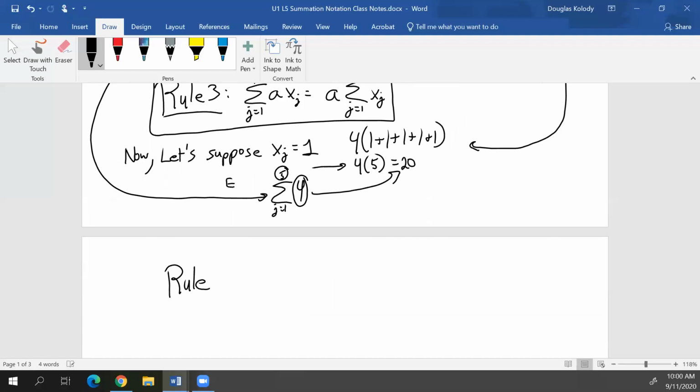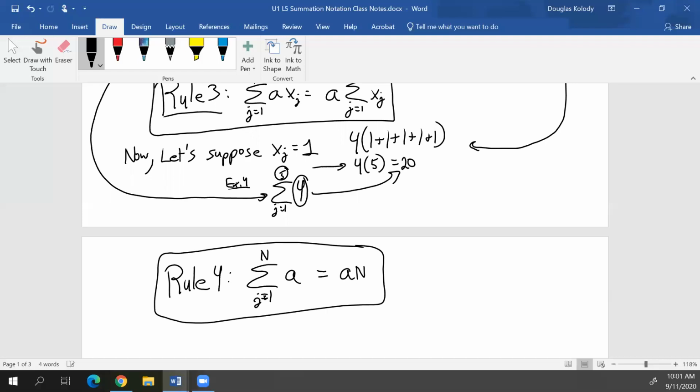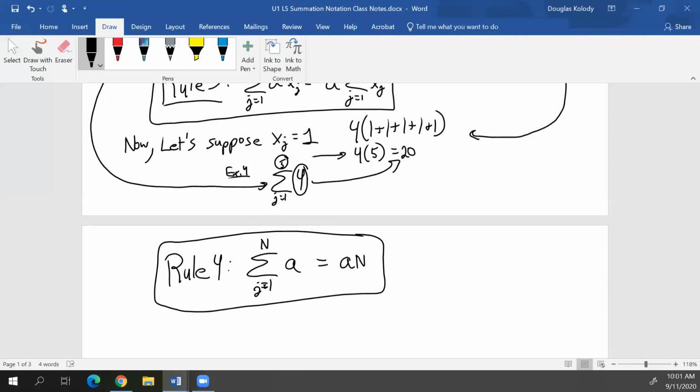And I'll call this example 4. So rule 4 is that if I take, let me erase that. That's kind of yucky right there. Boom, boom, there we go. If I take the sum as j goes from 1 to n of just a constant, just like the number 4, then my answer is just that constant multiplied by the upper limit. Ladies and gentlemen, I present to you rule number 4. Last but not least, one more rule and some examples.